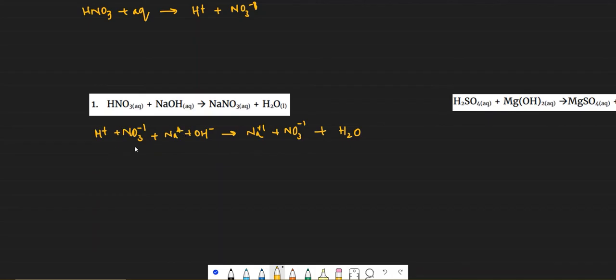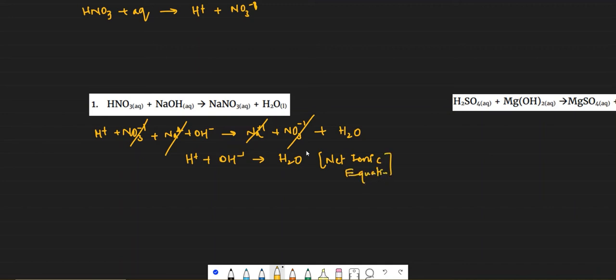Now what will be the next step? You will cancel the ions that are on both sides. For example, nitrates are on both sides, so you'll cancel them. And sodium is on both sides, so you'll cancel it. So you are left with H plus plus OH minus forming water. This is called the net ionic equation.